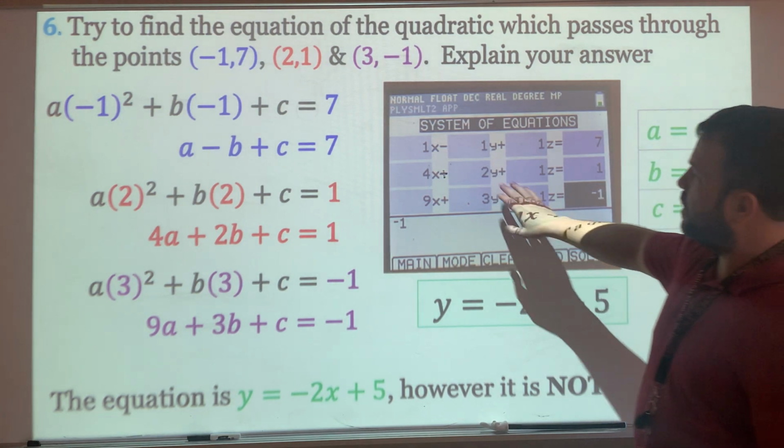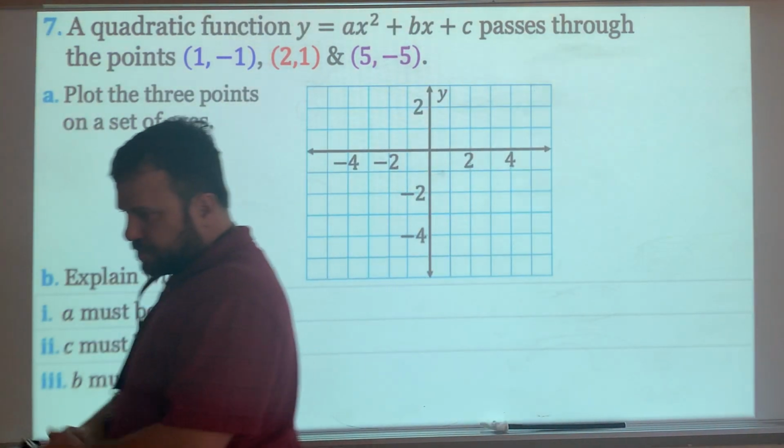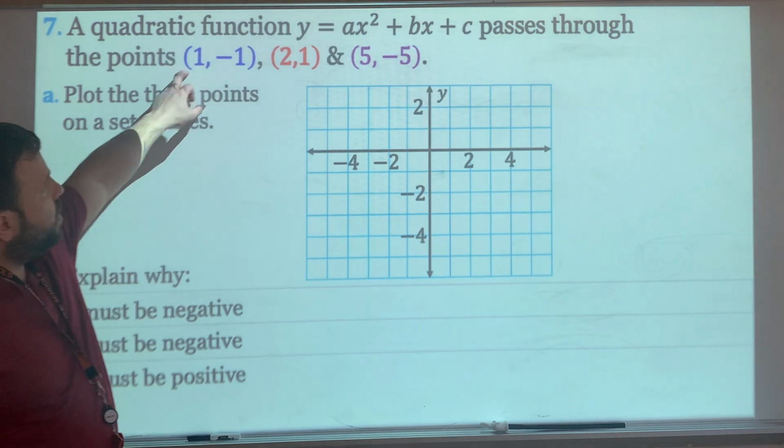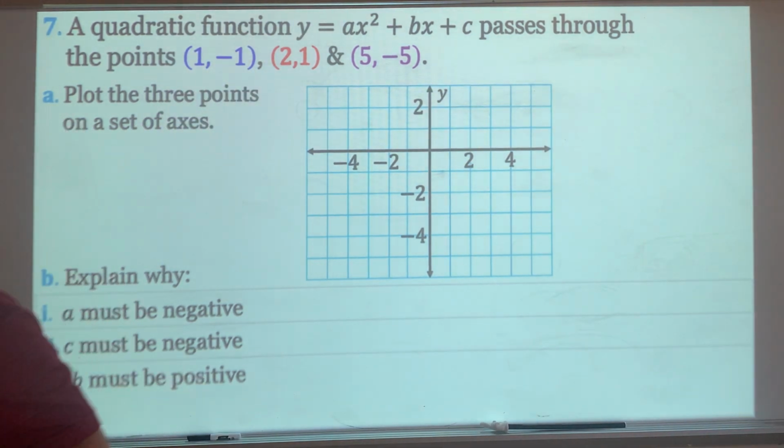Good. Problem 7. Almost there. This is a quadratic function that passes through these points. First thing I want you to do is plot these 3 points: 1, -1; 2, 1; and 5, -5.